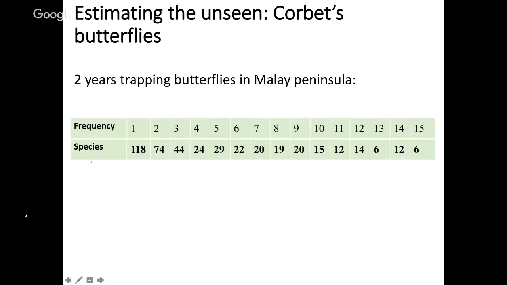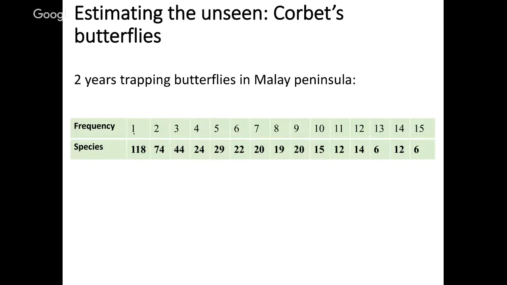And so he obtained this table that has frequency and species. So the top row determines how many butterflies of a particular species he captured. So this says that 118 species were so rare that he captured only one of them. And 74 species were a little less rare, so he could capture two of those species. And 44 species were such that he could capture 3 butterflies of that kind, and so on.